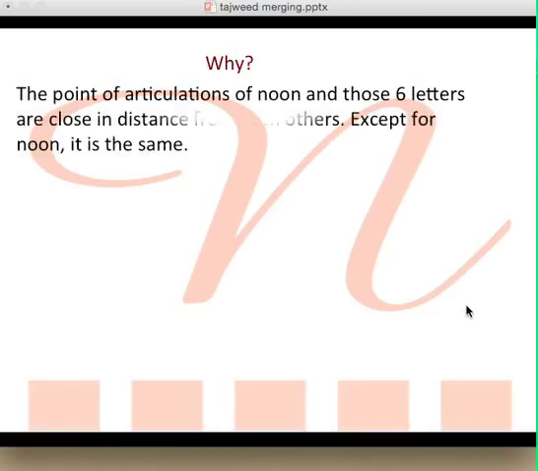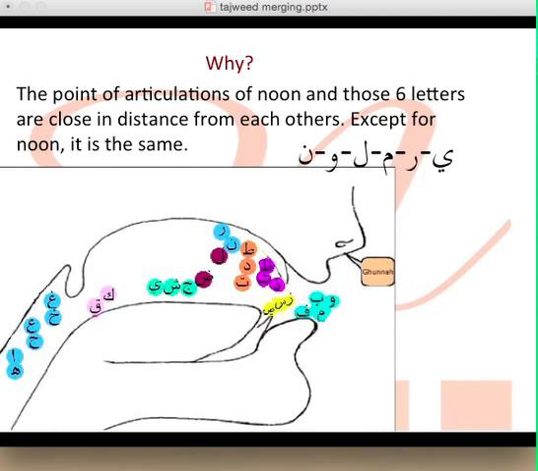Now, why do we do that? Also, I always tell you that it has to be with a point of articulation. The points of articulation of the noon and those 6 letters are close in distance from each other. Except for noon, it's the same, because noon and noon are the same thing.